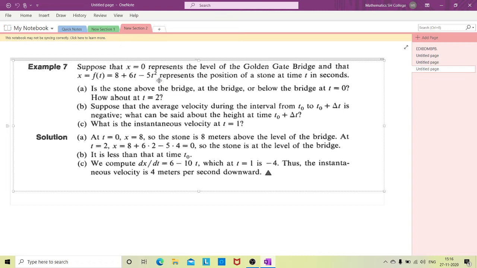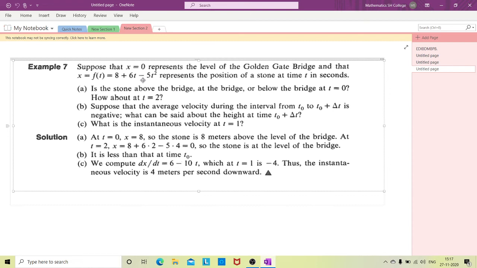Okay. So the first one is what happens at t equal to 0. When you put t equal to 0 in this equation, x equal to f of t equal to 8 plus 6t minus 5t square, you will get x equal to 8. So x equal to 8 at t equal to 0. It means that the bridge represents x equal to 0 and the stone is at x equal to 8. It means that the stone is above the level of the bridge.